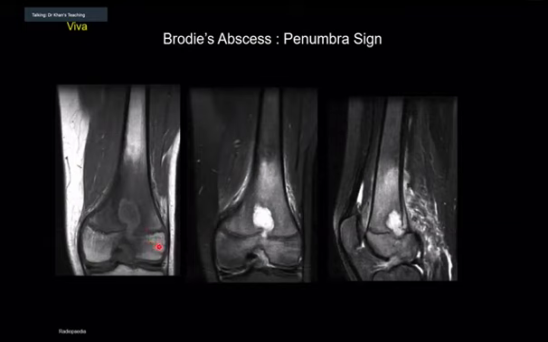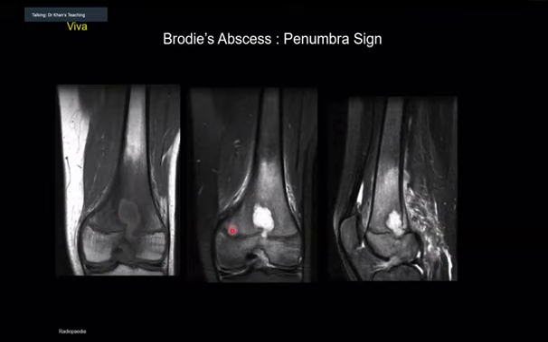The penumbra sign, by definition, is seen on a T1 weighted sequence. Remember that. This is a sign which is considered very specific for abscess. What happens is, in an abscess on a T1 weighted sequence, the margin of the abscess, which is this thing, has slightly higher signal as compared to the central portion. If you give contrast, this will enhance.